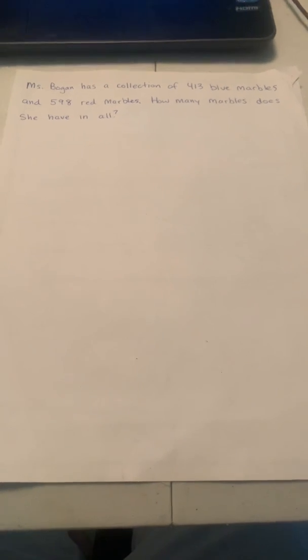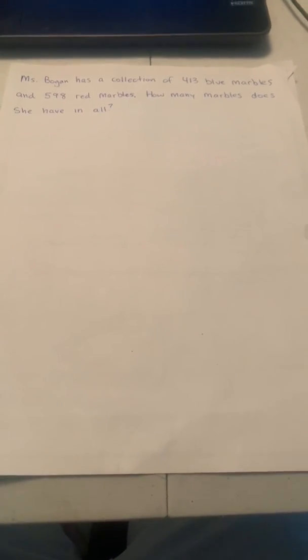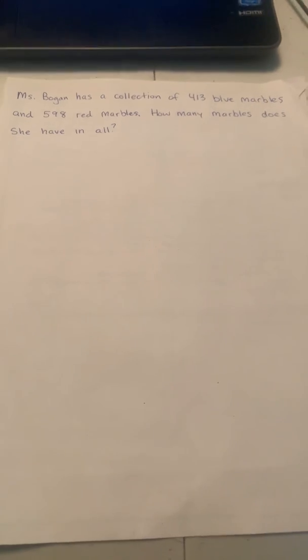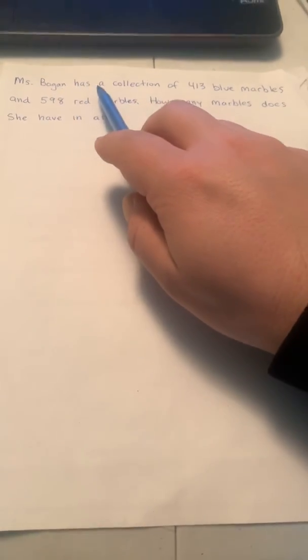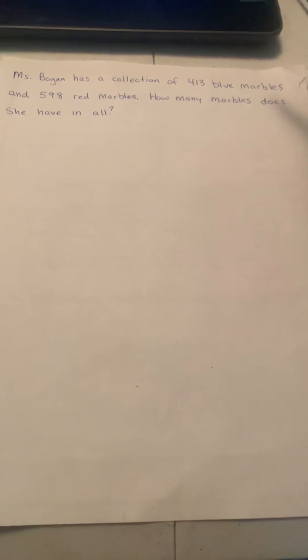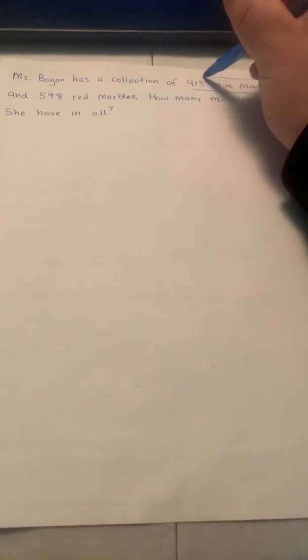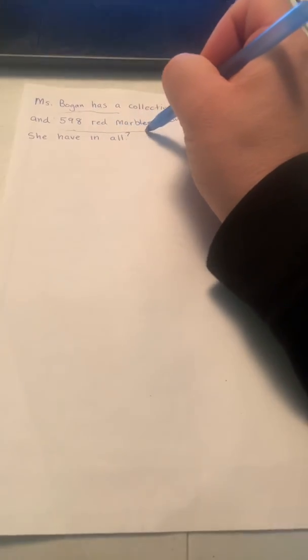Miss Bogan has a collection of 413 blue marbles and 598 red marbles. How many marbles does she have in all? So I'm going to first look at this and go through it step by step. I know Miss Bogan has a collection of 413 blue marbles, so I'm going to circle that. And 598 red marbles. I'm going to circle that as well, based on what you want to do.